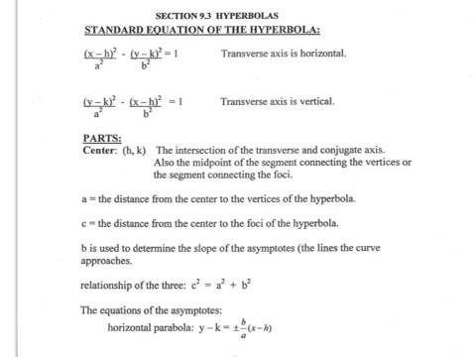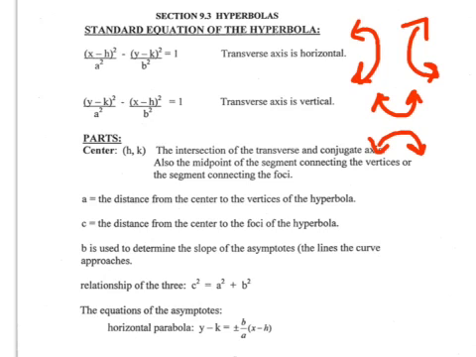The second thing that you'll notice is that a horizontal ellipse has the x term in front, and the vertical hyperbola has the y term in front. This means that when you're graphing, the horizontal hyperbola will end up looking like this, and the vertical hyperbola will look like that when you're finished.